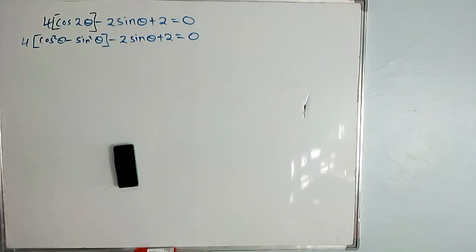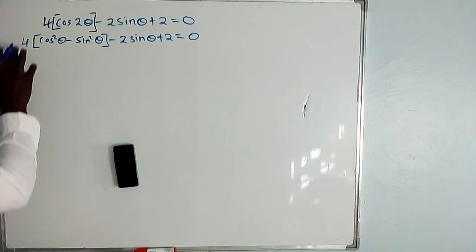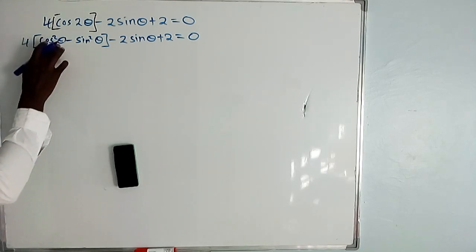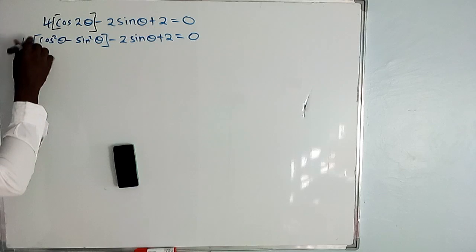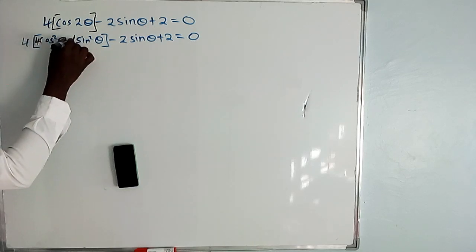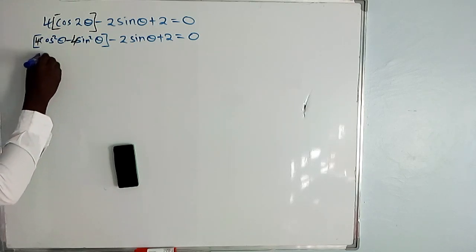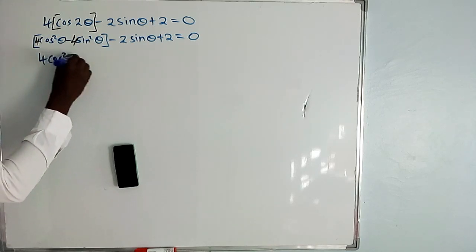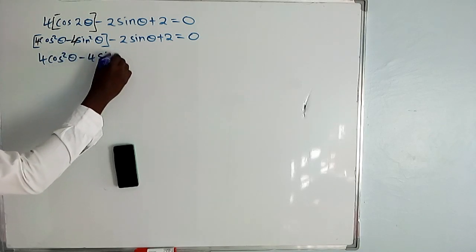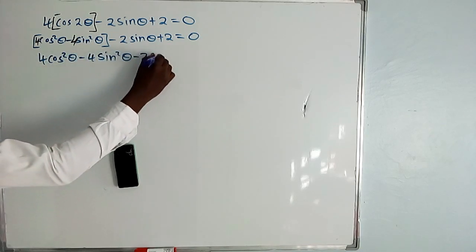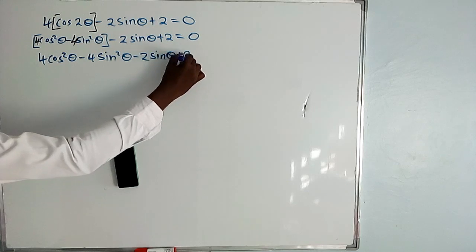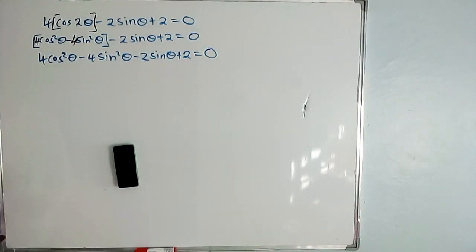You put that bracket because the whole of it is cos 2θ. Then after that you open that bracket, a factor outside the bracket multiplies all the factors inside the bracket. So 4 times cos squared θ you get 4 cos squared θ, minus 4 times sin squared θ you get 4 sin squared θ. Then minus 2 sin θ plus 2 is equal to 0. Now that is the first step. We've gotten rid of the double angle, isn't it?